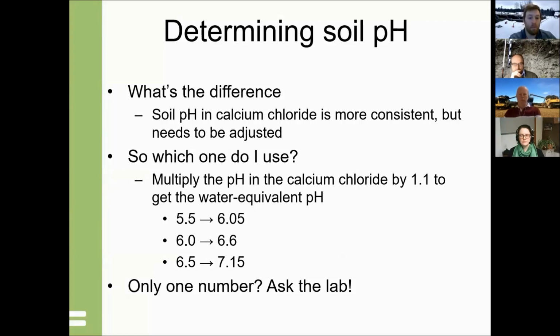If you only see one number, or if you see two numbers and you can't tell the difference, it's always a good idea to ask the lab. That's their job. You paid them to do your soil test report, and they should tell you what they did.